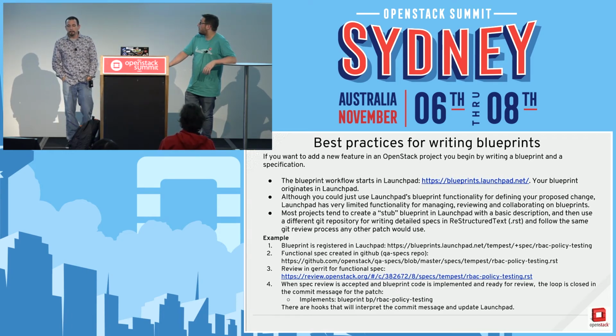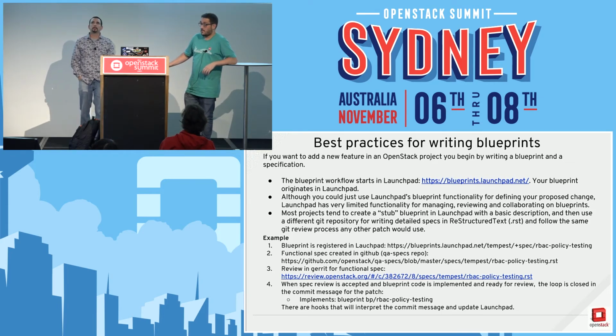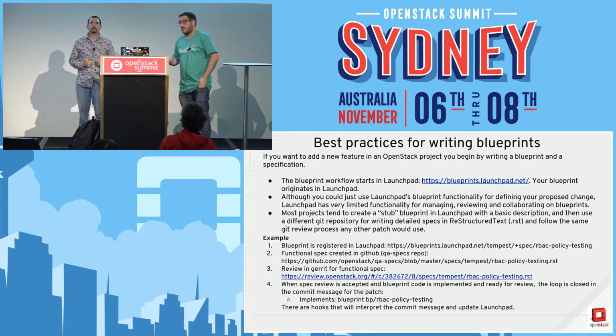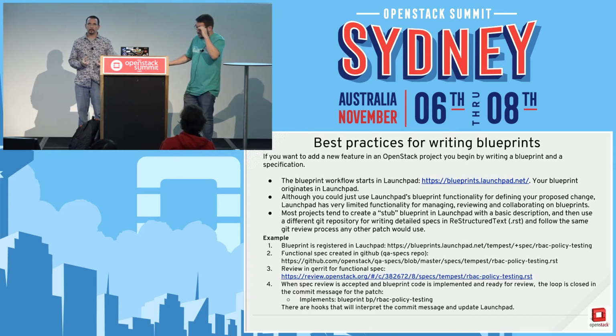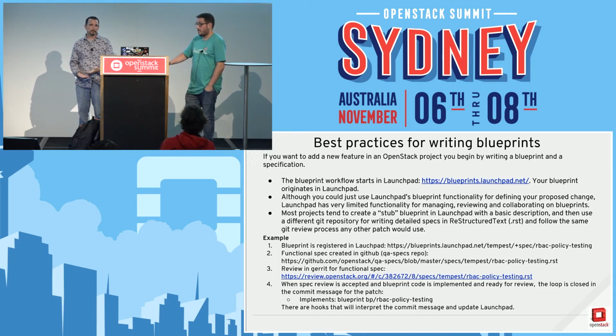So blueprints are created in Launchpad. Launchpad is where bugs and blueprints are tracked. The functionality for creating a blueprint is very limited. You basically just have a paragraph or more. So what most projects do is create a stub blueprint in Launchpad and then have another repository, or in their own repository, have specs where you can elaborate on what your blueprint is, and it can go through the whole Gerrit review process.